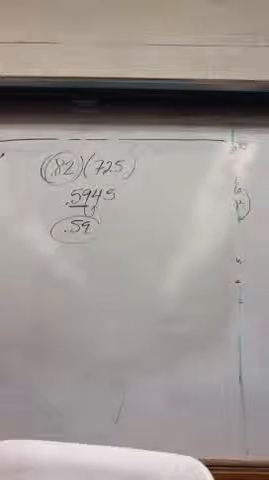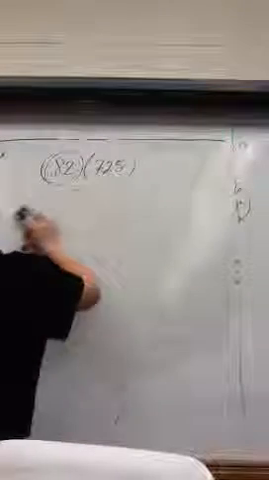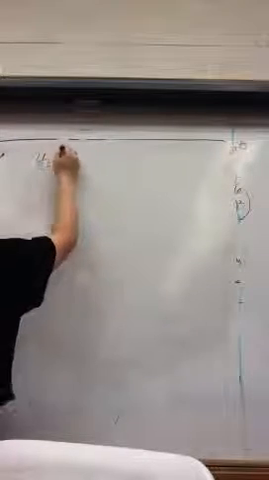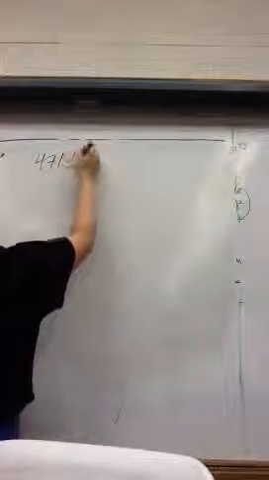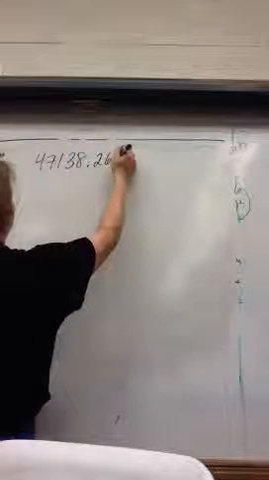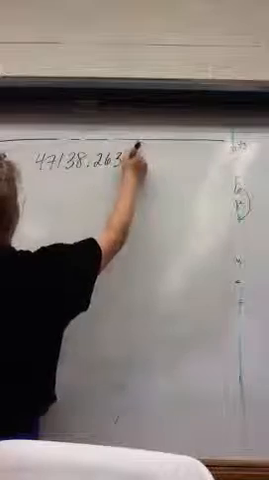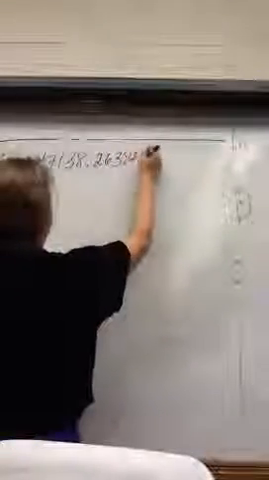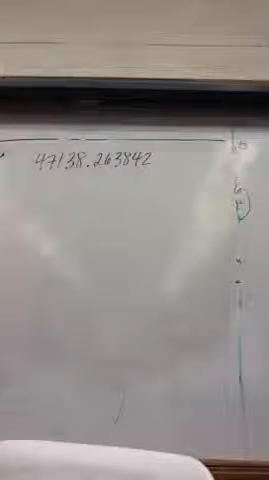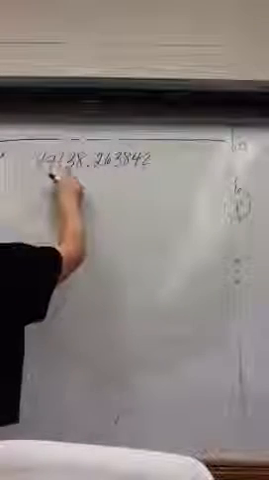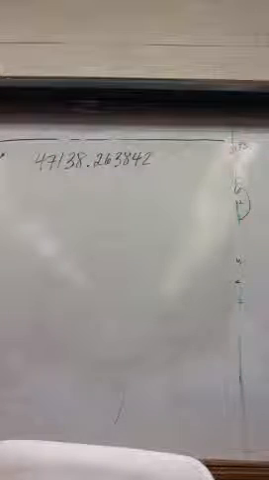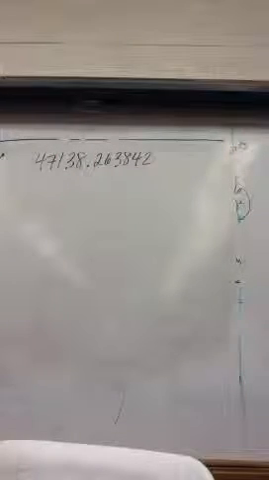So now, let's talk about rounding. You said you all know how to round. 4, 7, 1, 3, 8, 2, 6, 3, 8, 4, 2. Okay, please copy that number down. That's got 1, 2, 3, 4, 5, 6, 7, 8, 9, 10, 11 digits in it. Are they all significant? Yeah, they're all non-zeros.